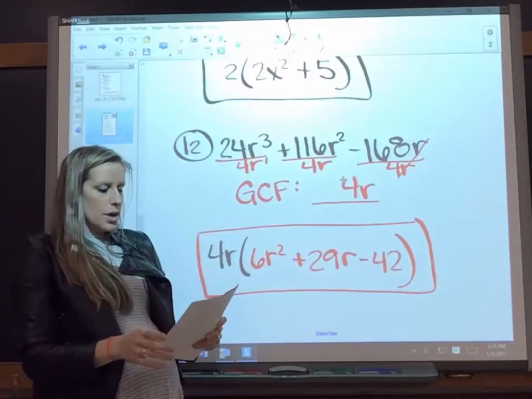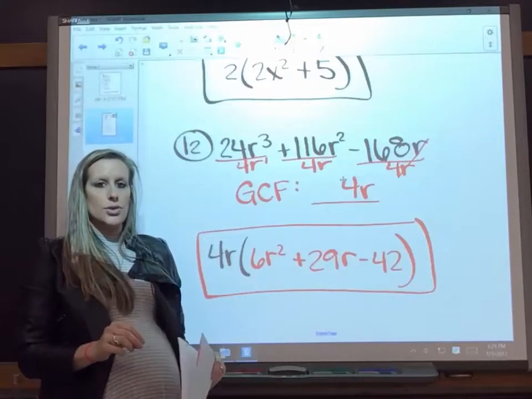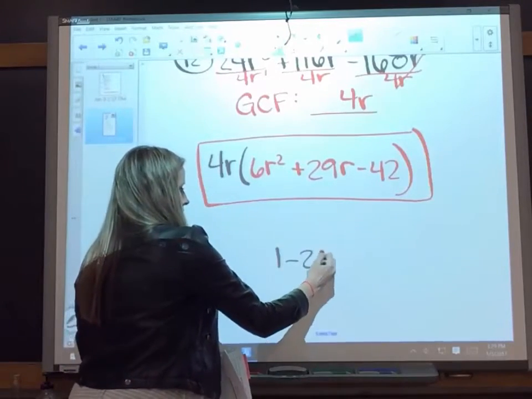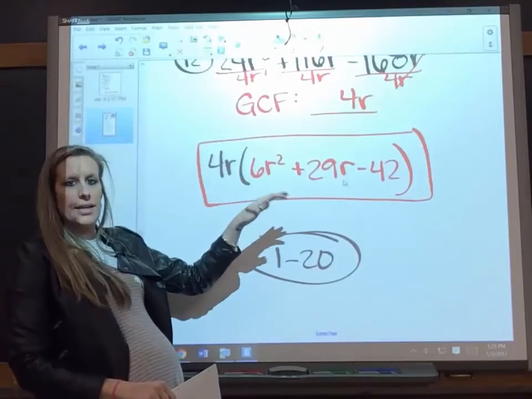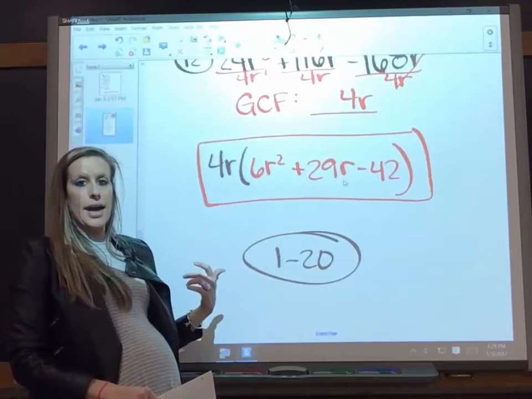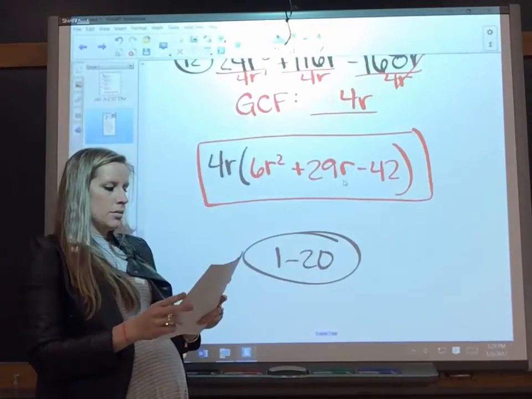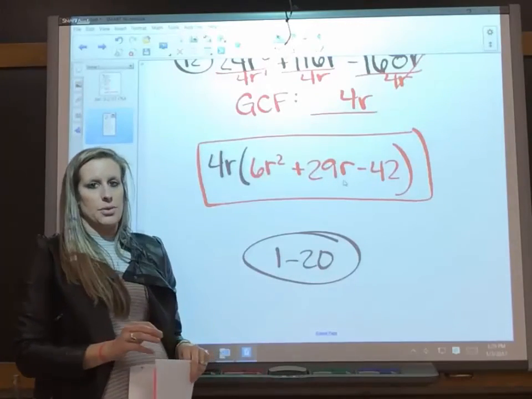All right, so this is what y'all are going to do today on your worksheet. You're going to do 1 through 20. And I want you to leave it like this. Take out your greatest common factor if it has one, and then leave your trinomial or polynomial, whatever it is, in parentheses.